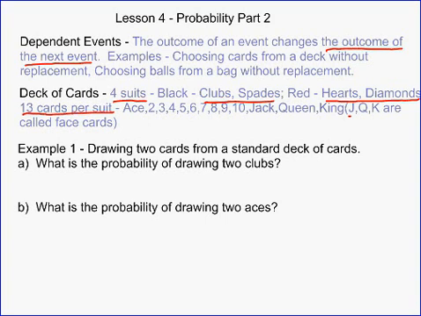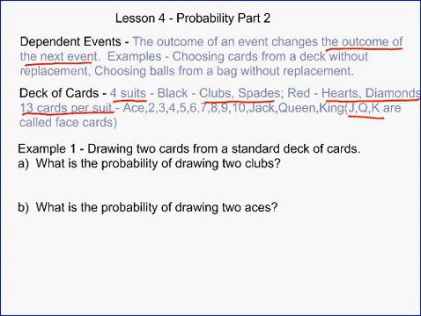The jack, queen, and king are what we call face cards because they've got pictures of a jack or a queen or a king on them. So if I ever ask a question about face cards, we're referring to the jack, queen, or king. The important thing is there are 13 cards in a suit. There are 4 of each card, so there are 4 aces, 4 twos, 4 threes, and then there are 52 total cards in a deck of cards.